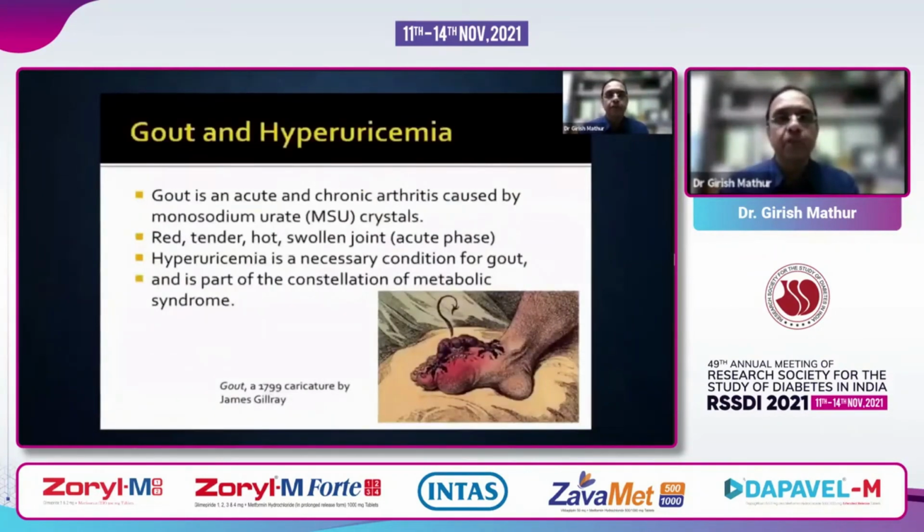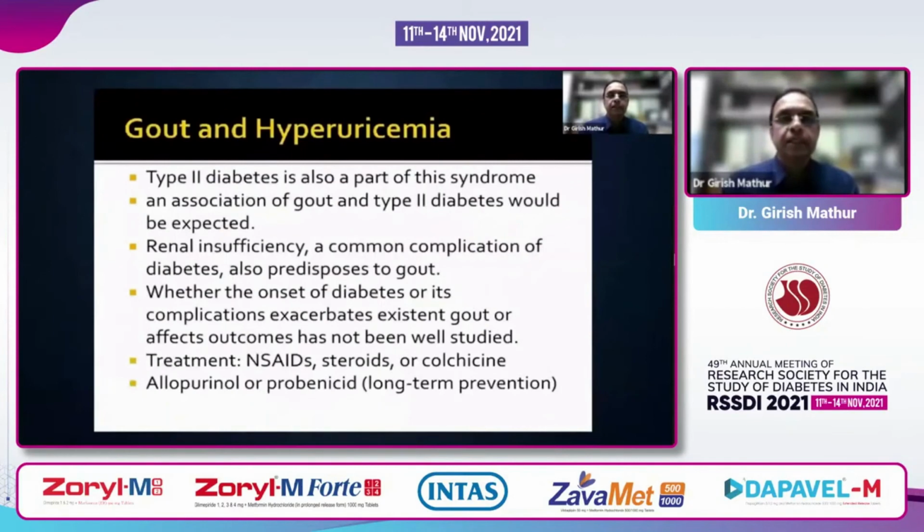Another important condition is gout. As you all know, gout is an acute and chronic arthritis caused by monosodium urate crystal deposition. There are red, tender, hot, swollen joints. Hyperuricemia is an integral part of type 2 diabetes, also a part of this syndrome.